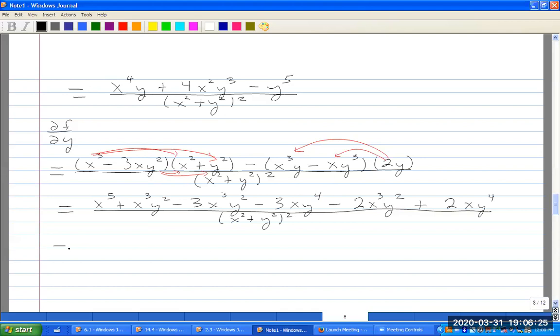So this is equal to x^5. There's an x^3 y^2 minus 3 of these x^3 y^2 minus 2 of them, x^3 y^2, so that's minus 4 x^3 y^2, minus 3xy^4 plus 2 of them is minus xy^4, divided by x squared plus y squared, squared. Okay. So let me try to simplify that.